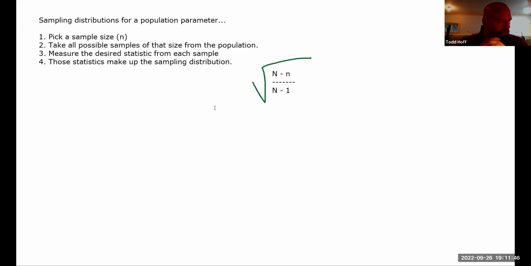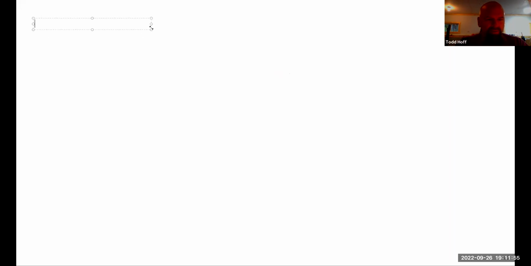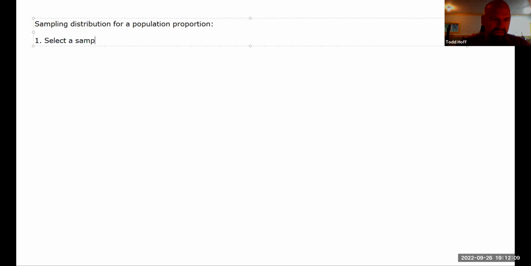Well, this week, we're going to do a sampling distribution for a population proportion. And it's really quite similar. So once again, we select a sample size. That sample size is n. Now, in this case, n is generally quite a bit larger when we're dealing with a proportion than it is when we're dealing with a mean.